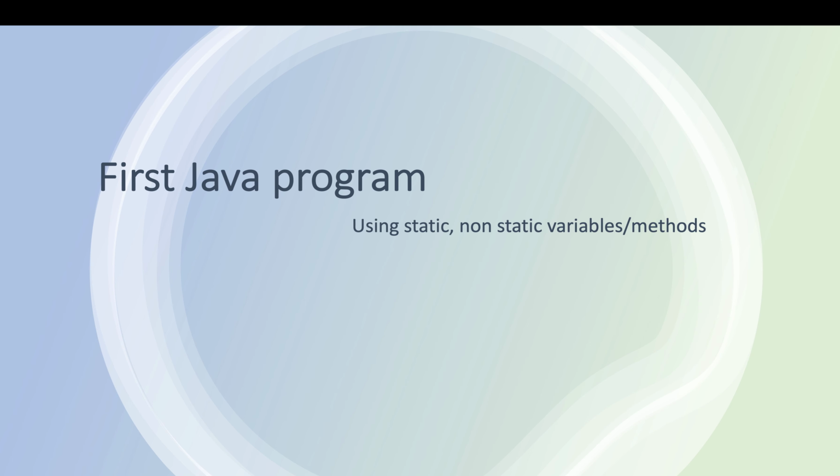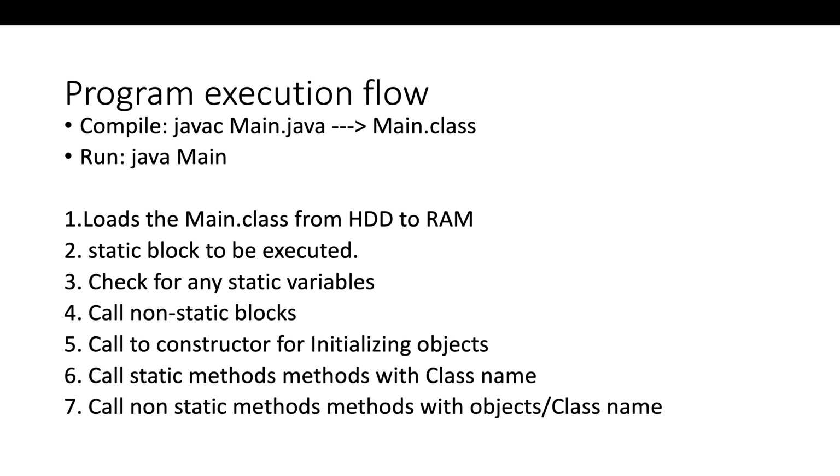Okay, we'll discuss that now. Whenever you compile a Java file, you give that file to the Java compiler, and that will produce the main.class file. It will check the syntactical and semantic errors, and if there are no such errors, then it will create the main.class file.